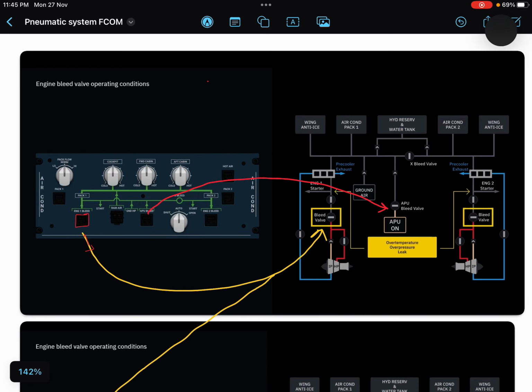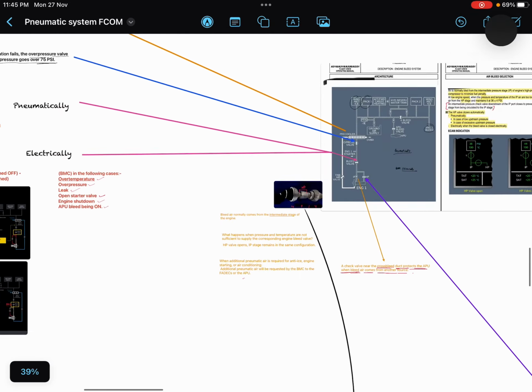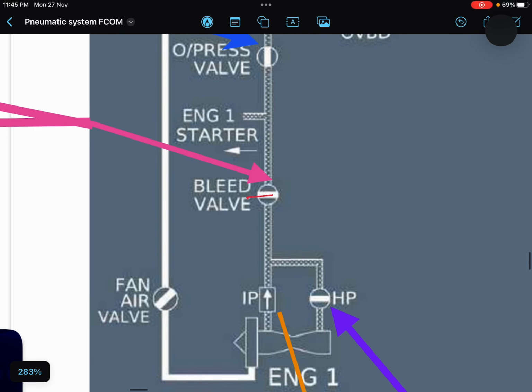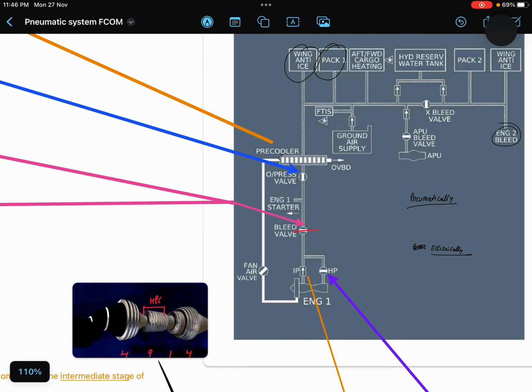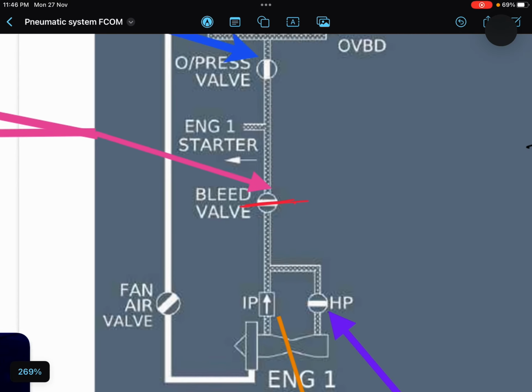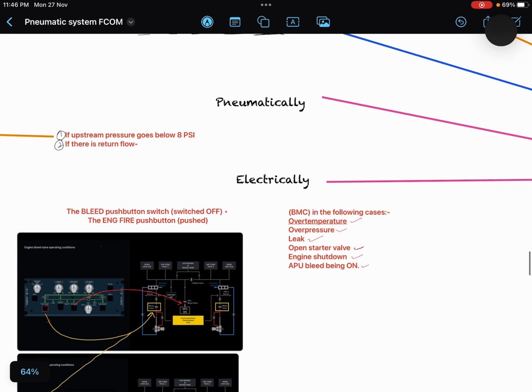So what we were discussing till now was all the conditions where this bleed valve can be closed either pneumatically or electrically, automatically or manually. So we have discussed all the things about the closure of this bleed valve. Now I think you will not be having any difficulty in this closure of this bleed valve. You can go and take a screenshot of it if you want.